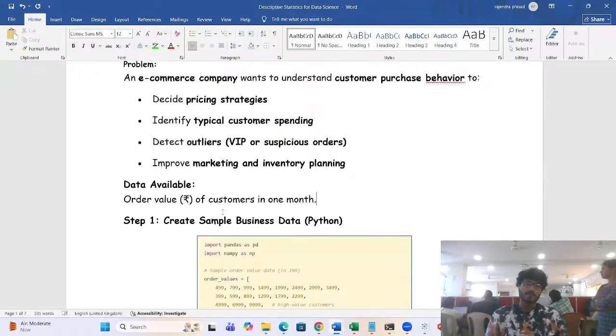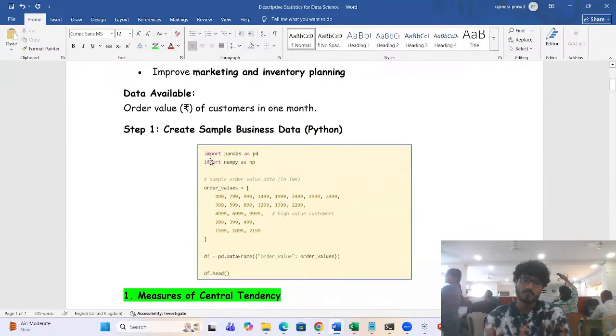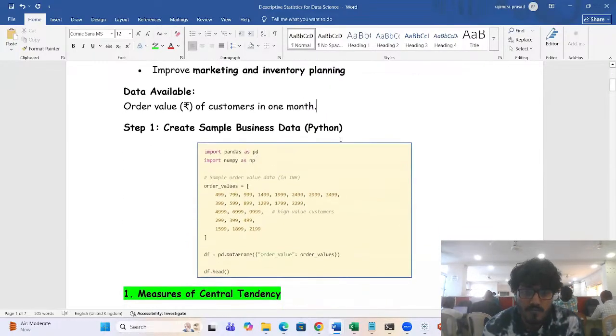See, we have the order value data in terms of rupees of customers in one month. First of all, let's create a sample data by using Python. How? Import pandas as pd, import numpy as np. First, I'm creating a list. By using a list, you can create a data frame. How? Let's go here.